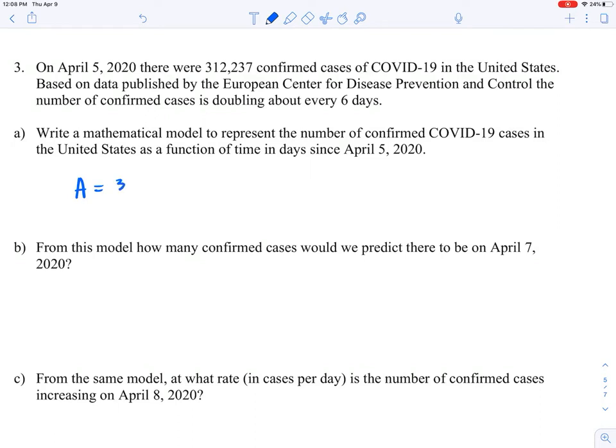So I'm just going to use A as the number of confirmed cases. I'm going to use that amount on April 5th, the 312,237, as my initial population. Okay, increasing by 100% every 6 days. So after 6 days, we could think of one period having occurred. After 12 days, 2 periods. So if I want to do t in days, I'm dividing t by 6 to come up with the number of periods. So t is actually days since April 5th, 2020.